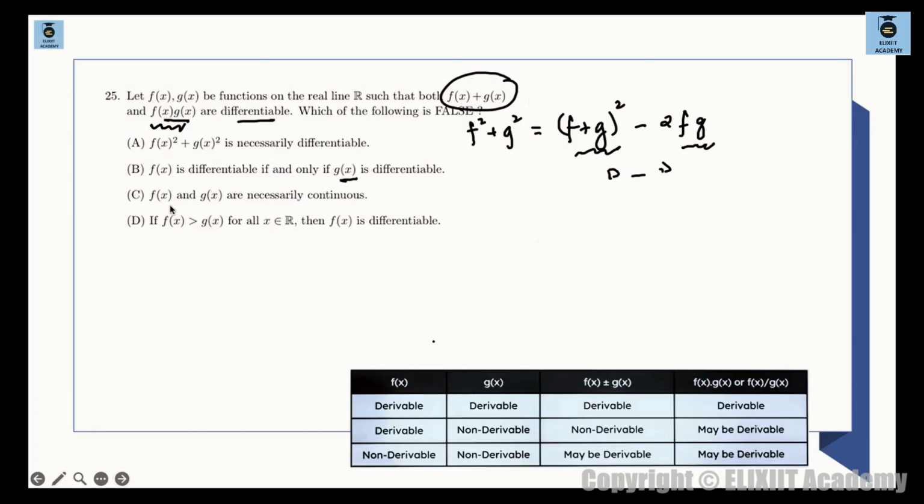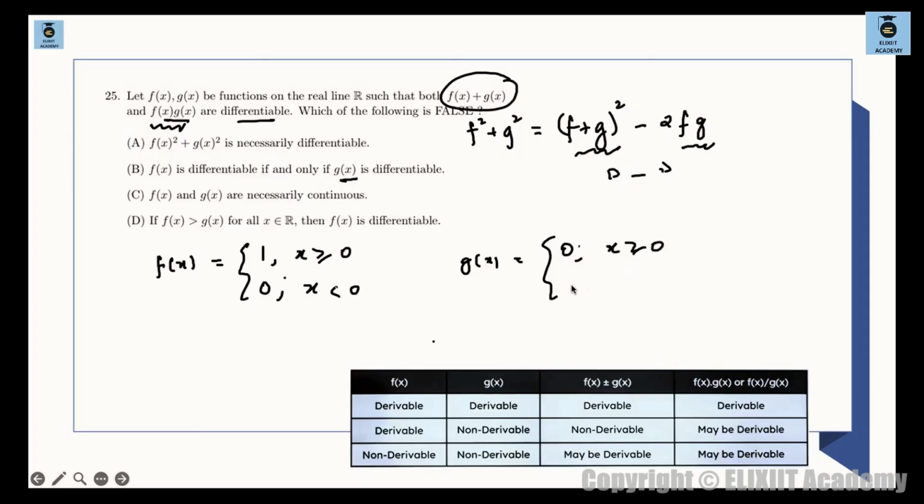Now look, option C says f(x) and g(x) are necessarily continuous. Now this we can verify with a counterexample. Suppose f(x) is 1 when x is greater than or equal to 0 and 0 when x is less than 0, okay? So this is a discontinuous function I have taken. And similarly you take one more function g(x), which is 0 when x is greater than or equal to 0 and 1 when x is less than 0, right?